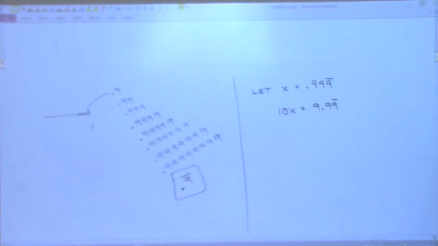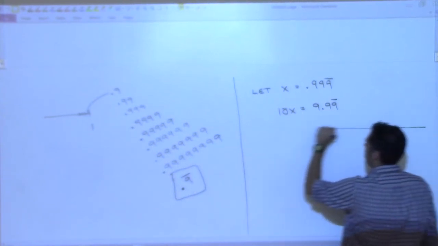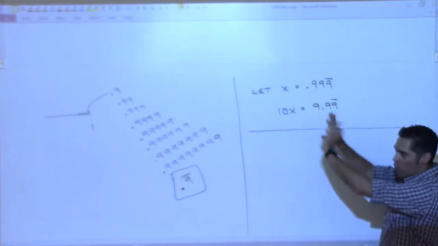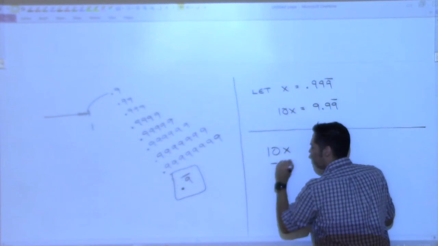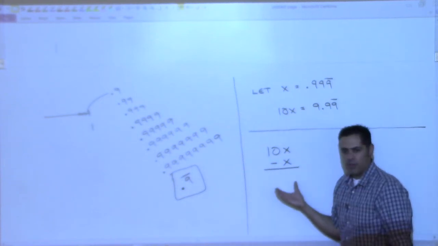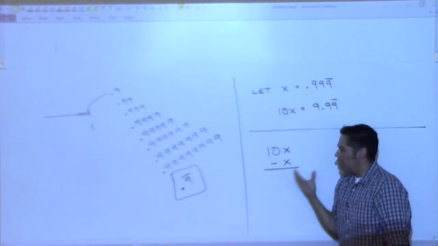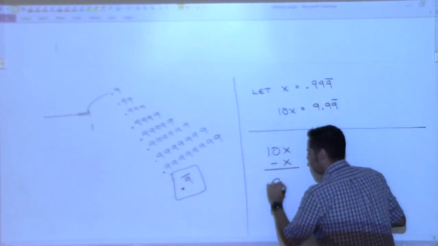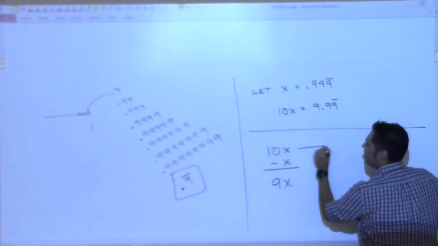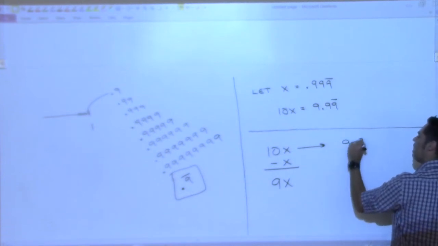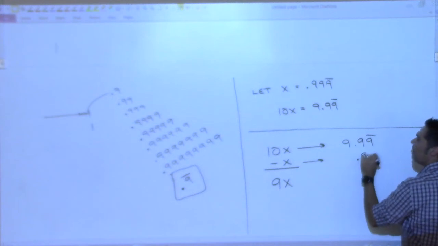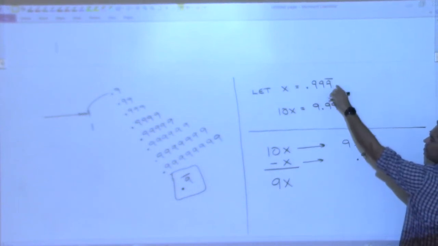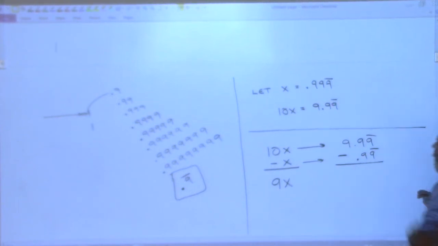Okay. Now, let me ask you this question. Ignore all of this for a moment. What's 10x minus x back in a college algebra class? That's 9x, isn't it? But if 10x is 9.99 forever, and x is 0.99 forever, right? That's x. If I subtract them, then what should I get?